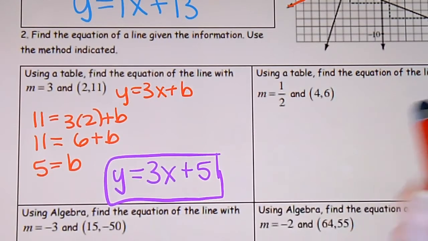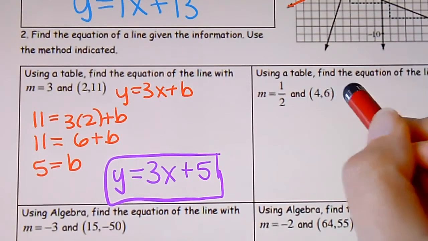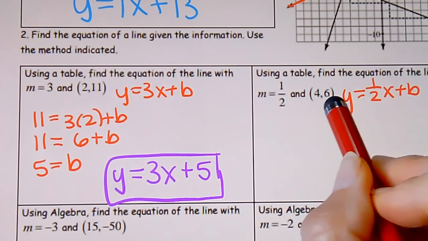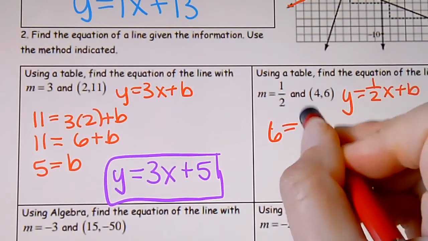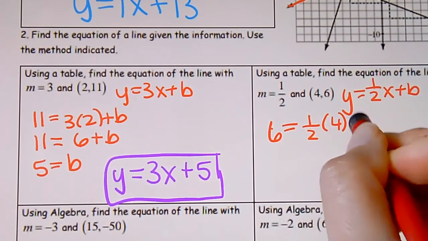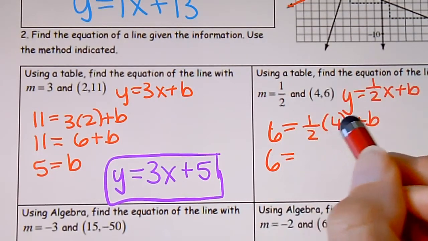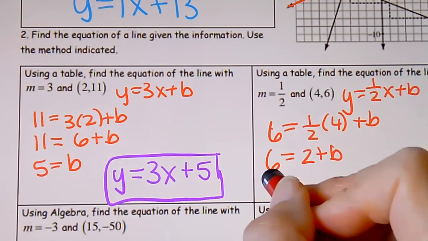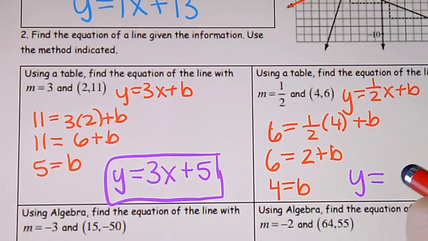Again, I'm going to do a similar idea over here. So I know that my equation is going to be y equals 1/2 x plus b. And I'm going to be putting the 4 in for my x and my 6 in for my y. So I'm going to get 6 equals 1/2 times 4 plus b. So I get 6 is equal to, and when I take 1/2 times 4, I get 2. And I'm going to subtract 2 from both sides, so I get 4 equals b. So my equation is going to be y equals negative 1/2 x plus 4.